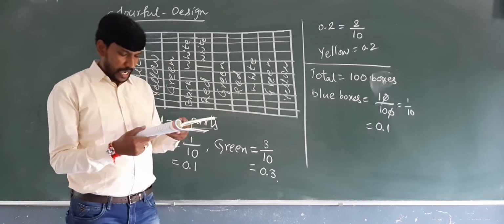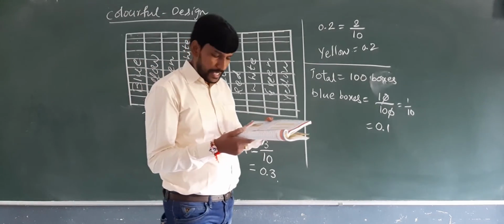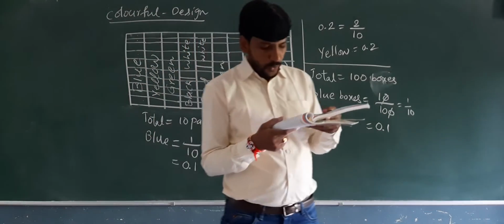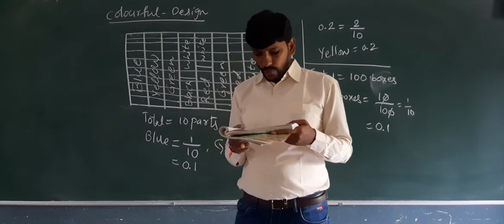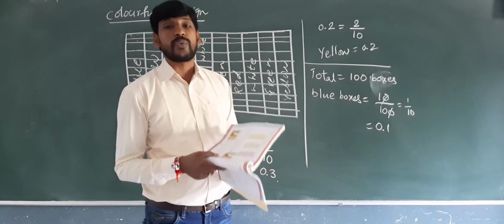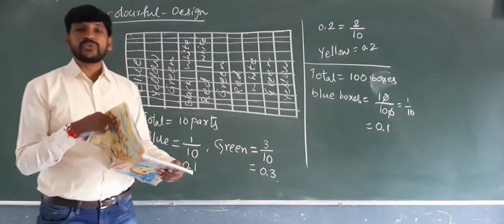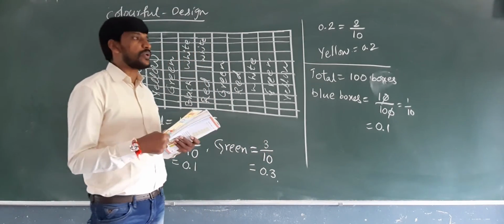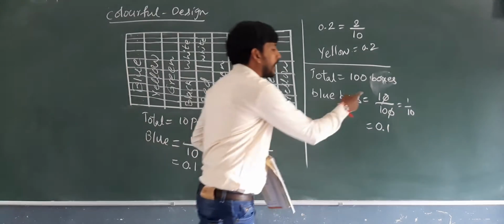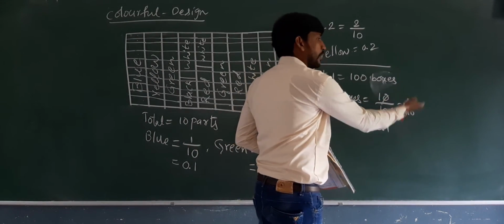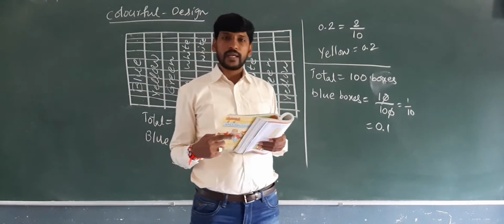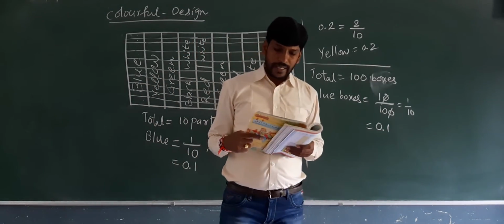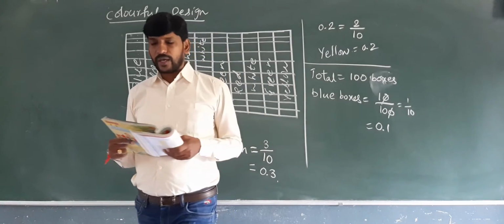Same thing. Now, is blue equal to 10 by 100? Yes. We saw that blue is also equal to 1 by 10 of the sheet. We wrote it as 0.1 of the sheet. So therefore, what can we say? 10 by 100 is equal to 1 by 10, which is equal to 0.1.